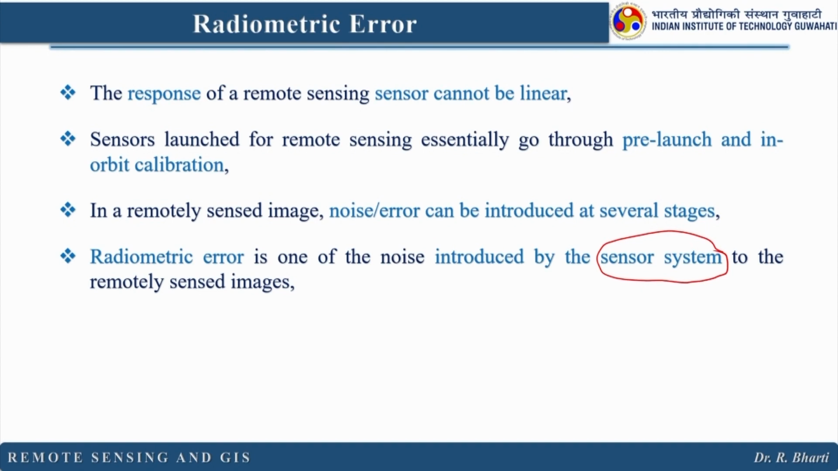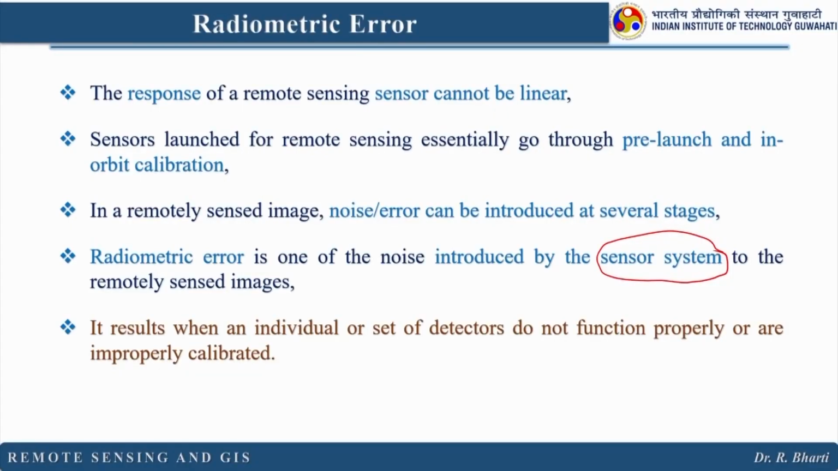If I refer to a normal camera, whether your camera is working properly or not, or whether it is properly calibrated or not, those things are included in radiometric error. Now, the last point is that it results when an individual or set of detectors do not function properly or are improperly calibrated. So, we have learned that this radiometric error is only because of a problem with the sensor system.